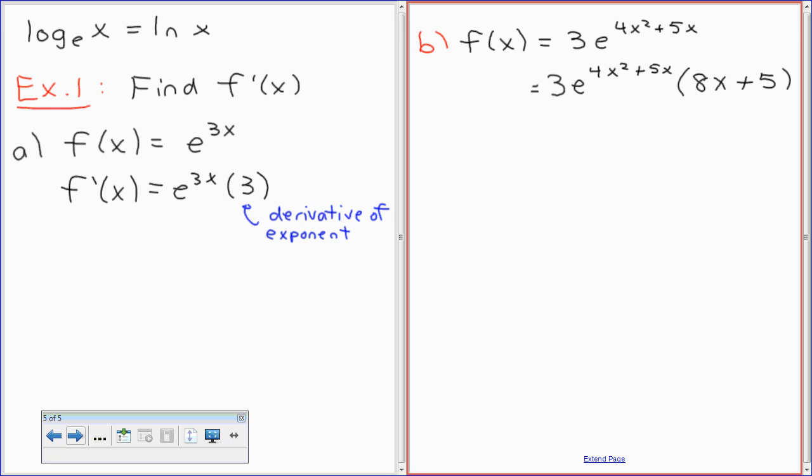C. F of x equals 5 to the x. Okay, now this is just straight out of the definition here that we had on the last page. Can someone be brave and look at the last page and tell me the derivative of a number to a power x? What's the derivative of that going to be?